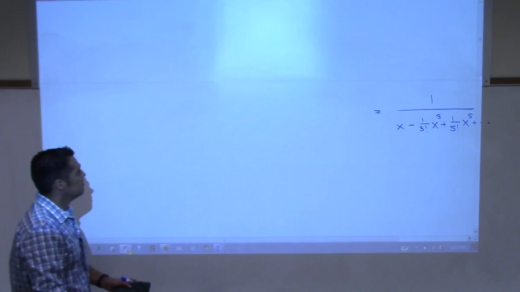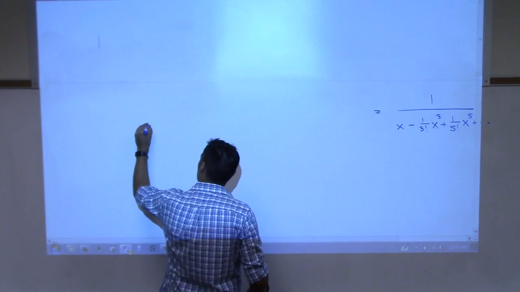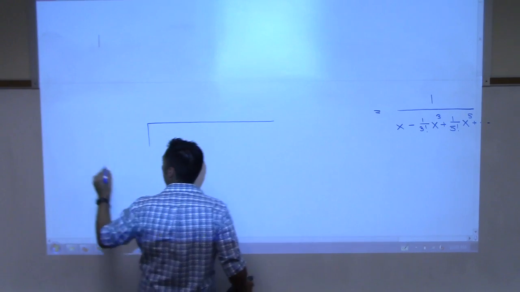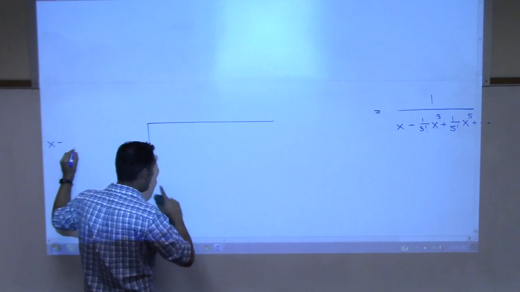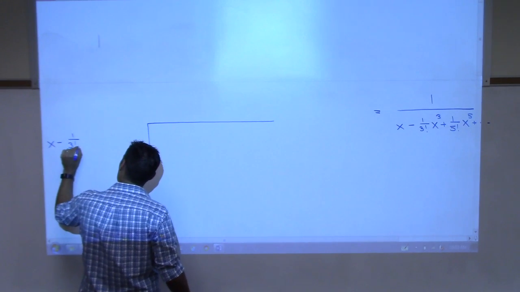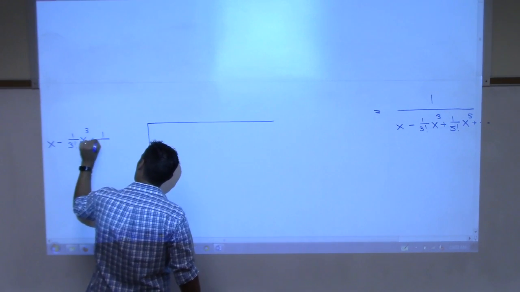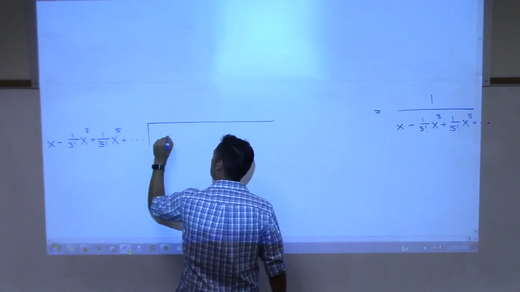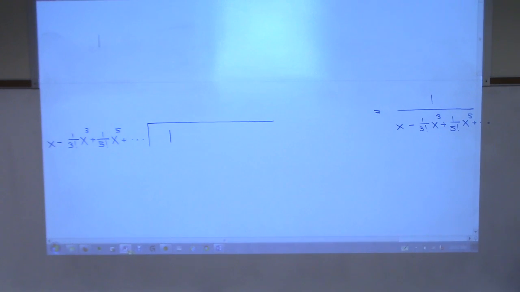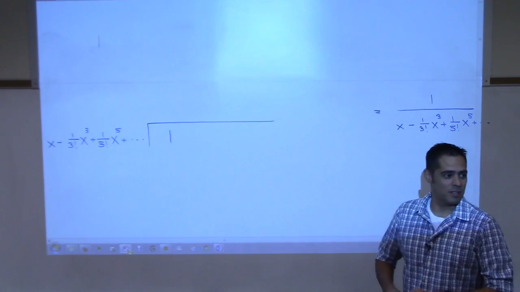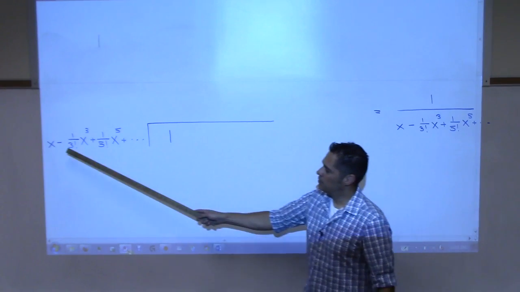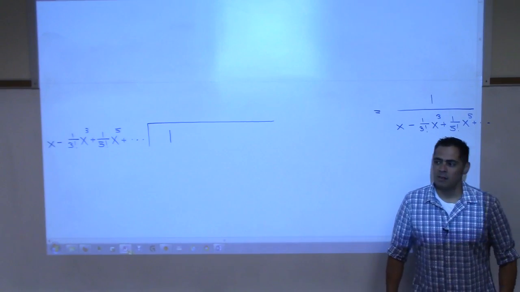Long division. How do we do long division? We put the stuff that we're dividing in on the outside, x minus 1 over 3 factorial x to the third plus 1 over 5 factorial x to the 5th plus dot, dot, dot. And on the inside, we put 1, right? And now you have to ask yourself the question. What do you multiply x by to get 1? X to the negative 1.